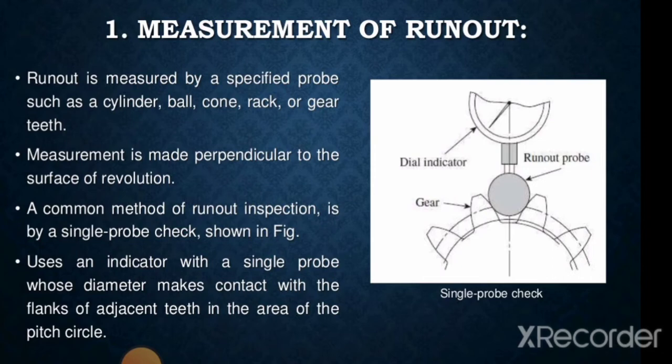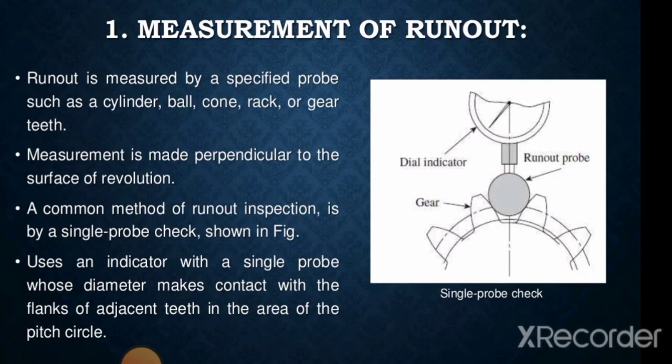What is run out? Run out means eccentricity in the pitch circle. Wherever gears are eccentric, they tend to have periodic variation in noise. Generally we call that variation in vibration during each revolution. A bad eccentric tooth may cause gear failure.